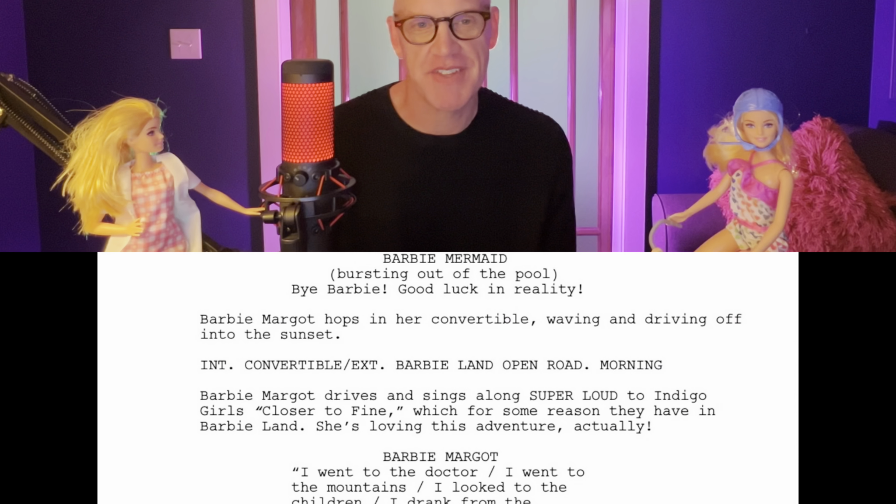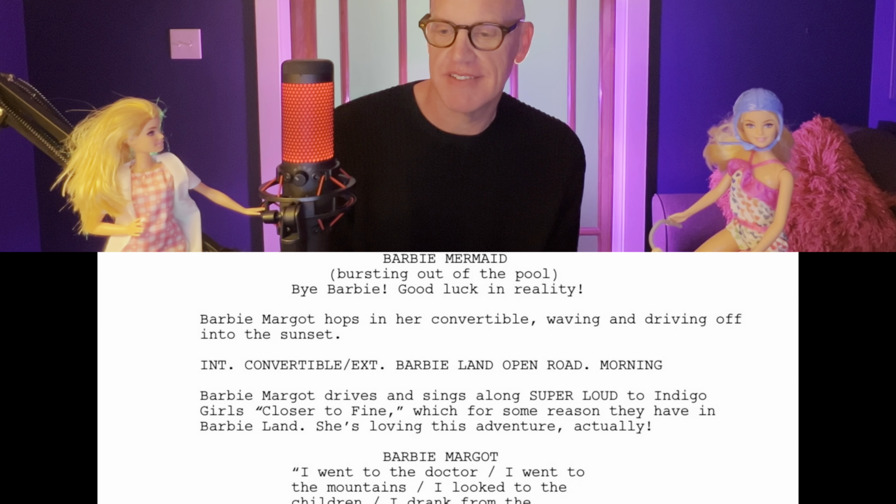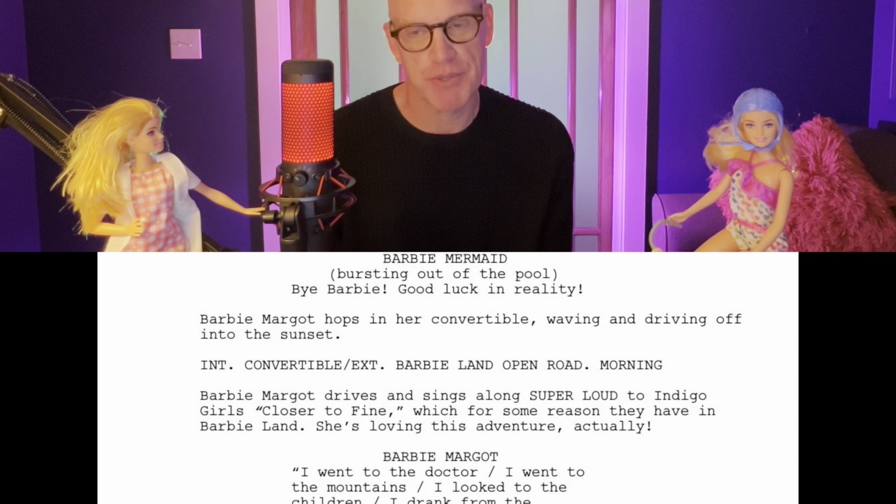On page 27, they break up the interior, exterior to show us the exact locations. It says interior convertible / exterior Barbie land open road morning. Now, in screenwriting, we usually put interior / exterior, then some sort of description. This actually makes more sense. And it's the only time in the screenplay they do it. There are several other interior, exterior where they do it the more traditional way.